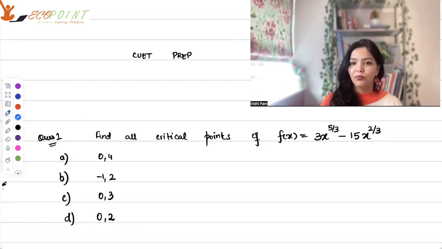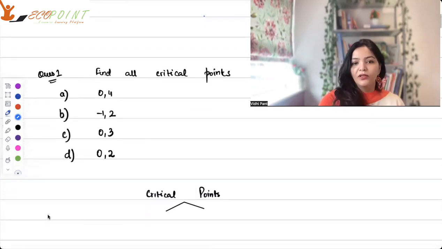Find all critical points of f(x) equals 3x to the power 5 by 3 minus 15x to the power 2 by 3. And these are our options: 0, 4; minus 1, 2; 0, 3; 0, 2. Which will be the correct answer? Well, to find the correct answer, what do I need to do? But first of all, we should know what is the concept of critical points.